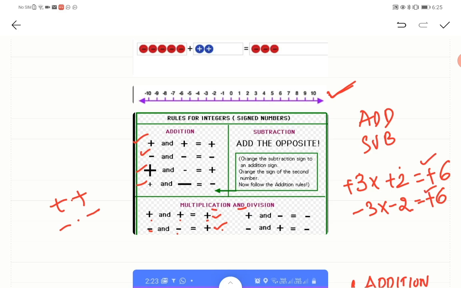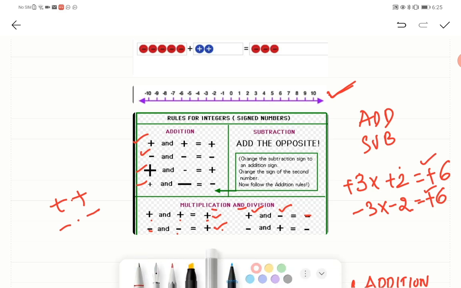Okay, and for both multiplication and division, if one number is plus and the other number is minus, your output will be minus. Okay, so let's take an example here. This is plus 3 and this is minus 2. Answer is 6 only, but the sign is what?